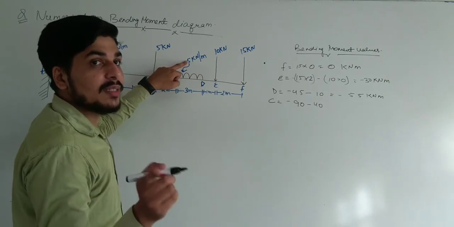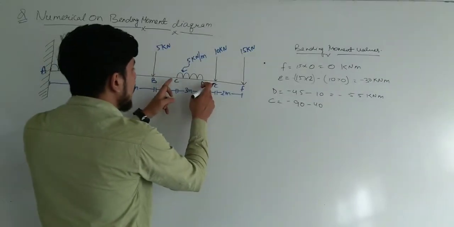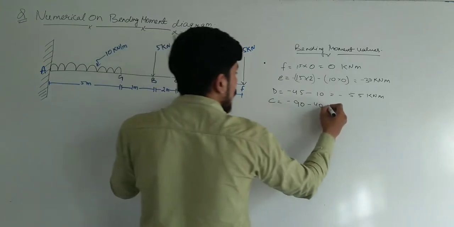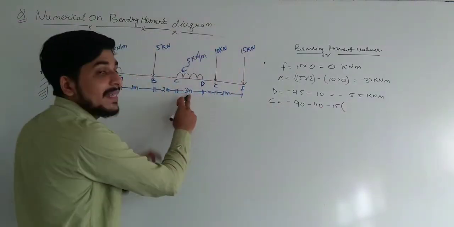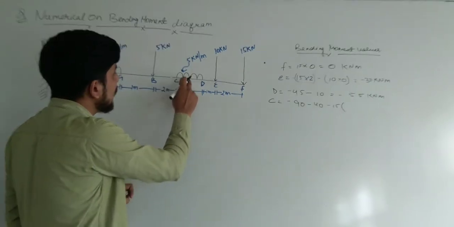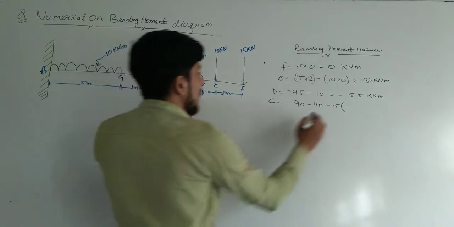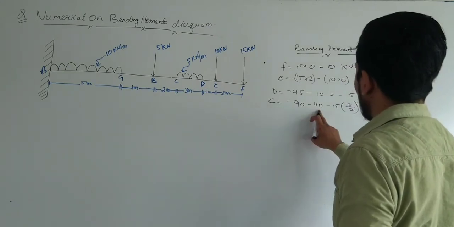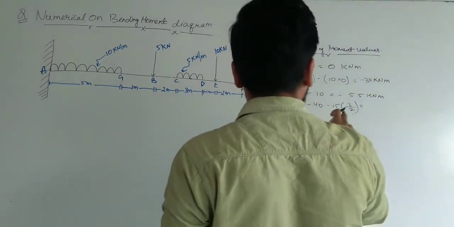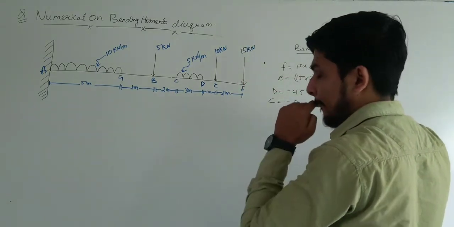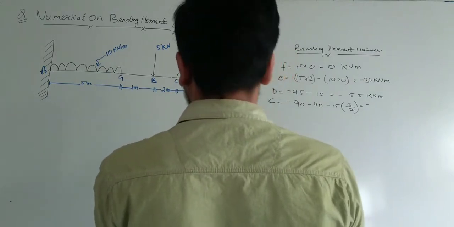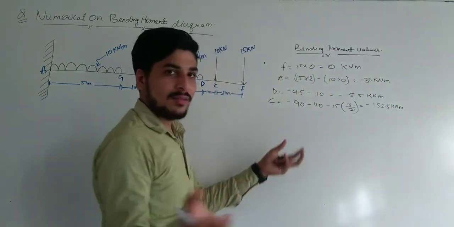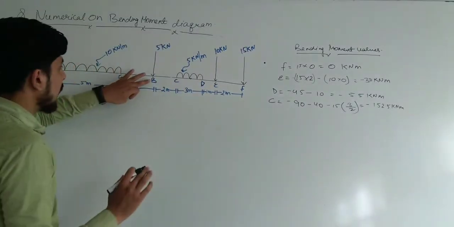Now this load is 15, this load is 5, but this is a UDL. As per our previous lecture on the shear force diagram, the load is applied from D to C, so we multiply by the distance. The load is 15, but we take its CG, since it is converted into a point load at the midpoint. So the CG distance is 3 by 2. Now we calculate from these values: 90 minus 40 minus 15 times 3 by 2. I think the value comes to 152.5 kilonewton meter, and you can also calculate it with your calculator.